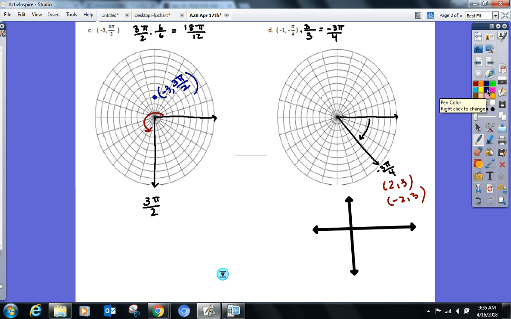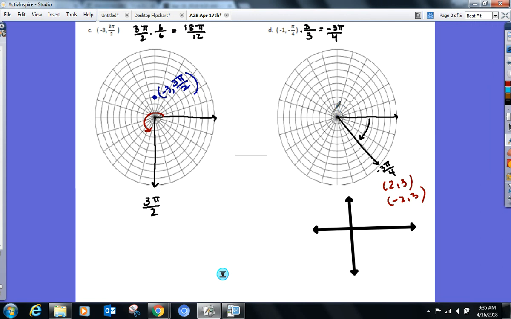Are we okay on finding the opposite ray? Get a straight edge out if you need to and line it up. And it's 1, right? So I'm going to say right there. How's that look? Is that opposite ray? Looks good, yeah. So that's -1, negative pi over 4.